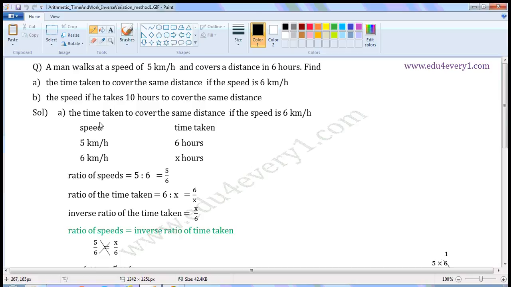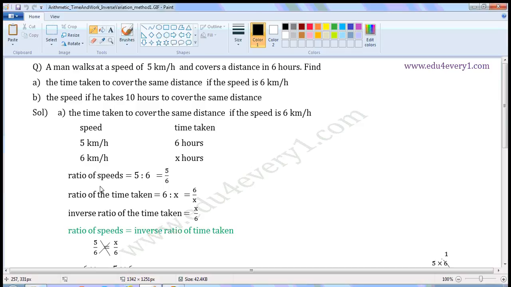First one, the time taken to cover the same distance if the speed is 6 kilometers per hour. Given when the speed is 5 kilometers per hour, time taken is 6 hours. We have to find the time taken when the speed is 6 kilometers per hour. Let the time taken be x hours.